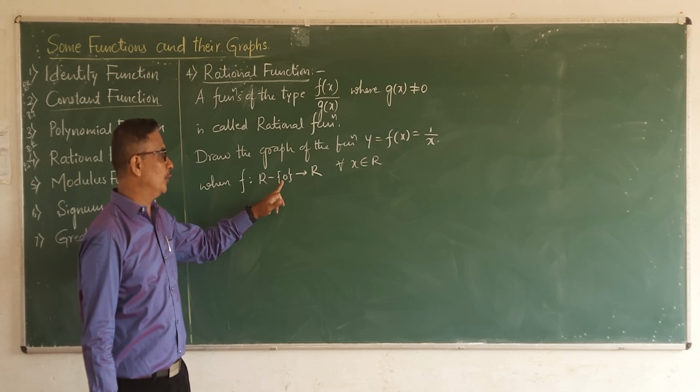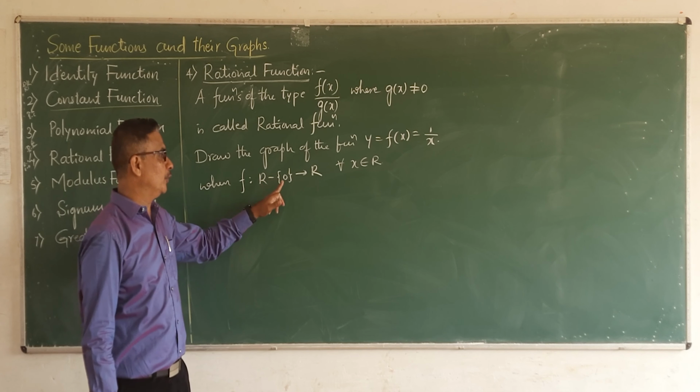Put x is equal to, take some value, say x is equal to first point, say minus 2. Then the y value, put x is minus 2, 1 by minus 2, that is the y value is minus 0.5. Put x is minus 1.5. After substituting, the y value is minus 0.67. Put x is minus 1. The y value is also minus 1. Put x is equal to minus 0.5. Then the y value is minus 2. Put x is minus 0.25.